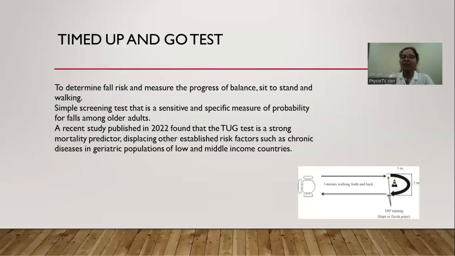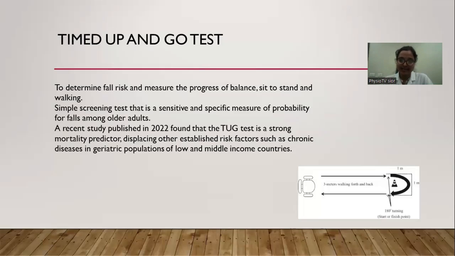Moving on to the next scale, which is the Timed Up and Go scale. This is called TUG. This is used to determine fall risk and measure the progress of balance, sit to stand and walking. So herein there are various components which are being assessed. This scale includes equipment like a chair and a 3-meter walking distance, and the outcome measure used is time. So the duration of time required to perform the specific task is being evaluated by the examiner.